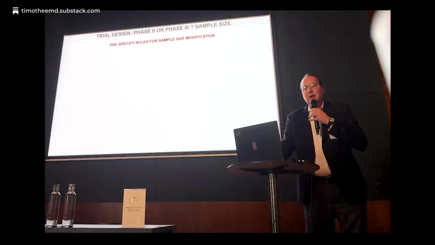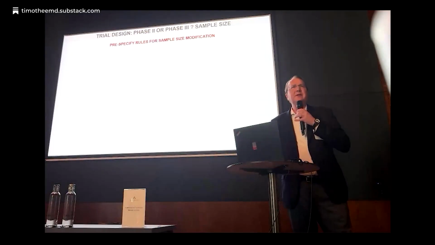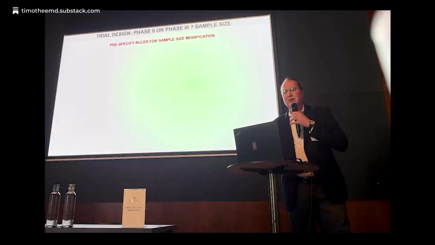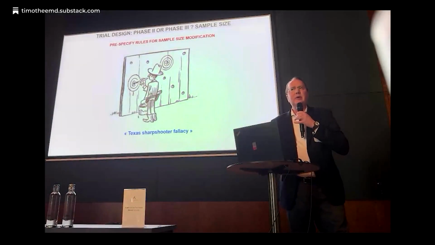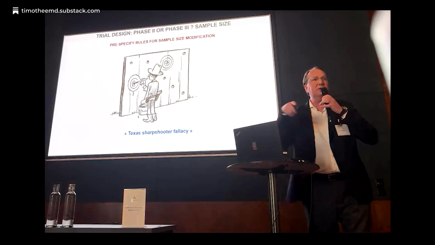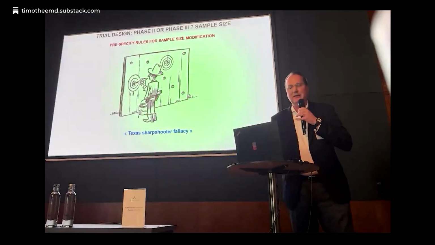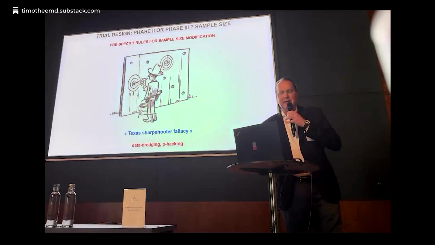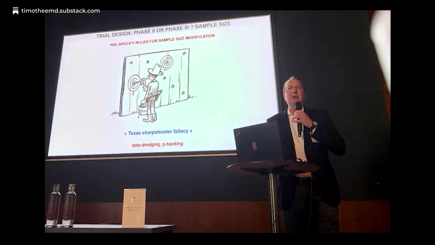Now you should always look at the rules, and if you have a change in the protocol, a change in the sample size, you should worry about that. This is called the Texas sharpshooter fallacy. Basically, you look at the data in many ways and you choose what fits your narrative. So this is also data dredging, p-hacking, but you can check that on clinicaltrials.gov and in the protocol.